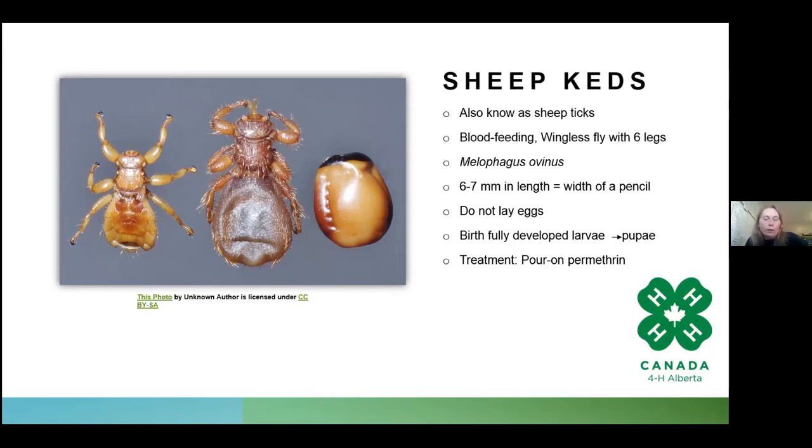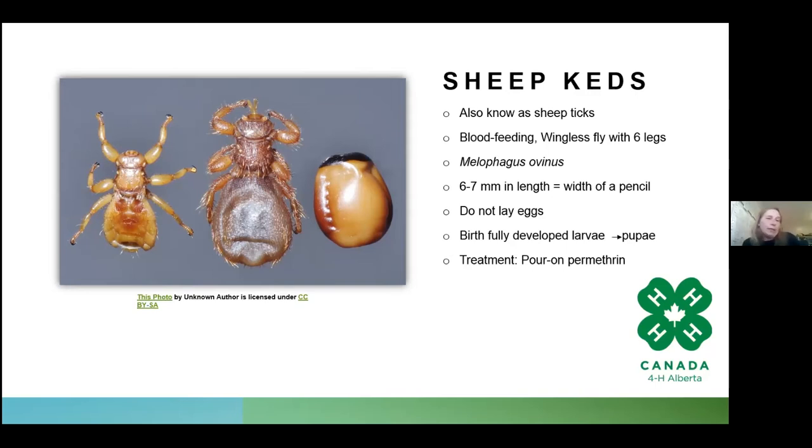So when we look inside the wool, we will see little keds moving around, blood sucking. They may have inserted their mouth parts. If you take the adult, he has big pointy mouth parts at the front, and he has claws on his legs, and he's sucking blood from the animal. Melophagus is the scientific name. These guys are quite large, about 6 to 7 millimeters in length, which is about the width of a pencil. See, you part the wool.